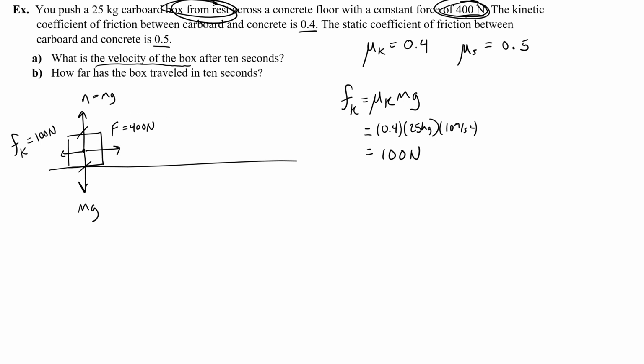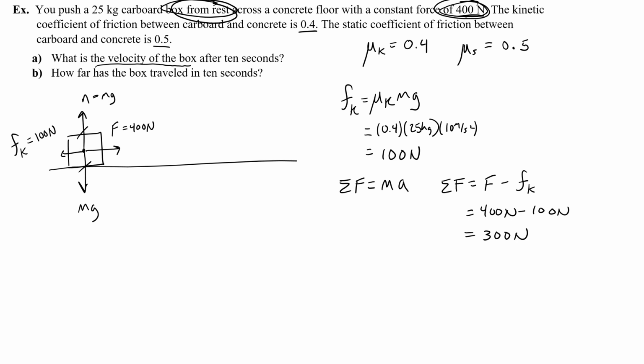the net force. The net force is always equal to mass times acceleration. Remember that that's like our key. And I know that in this problem specifically, the net force is the applied force F minus friction. So 400 newtons minus 100 newtons, or 300.